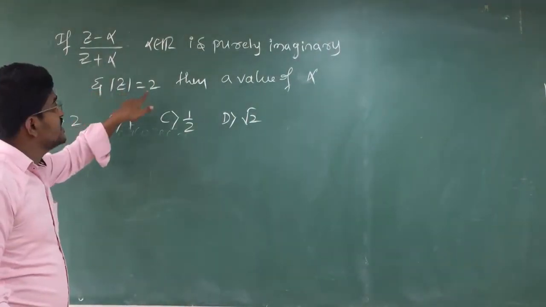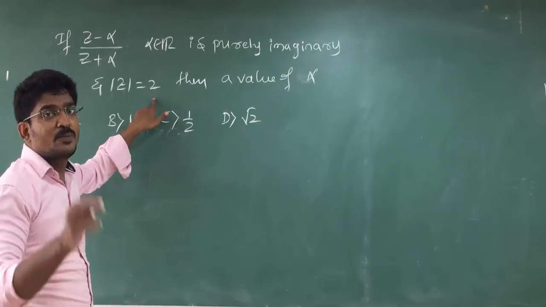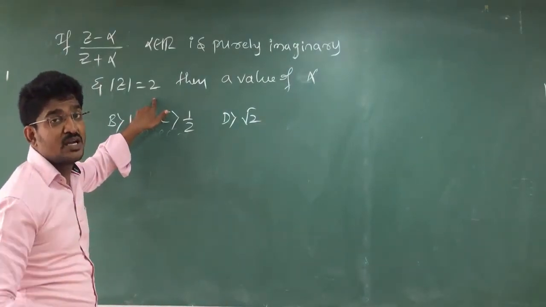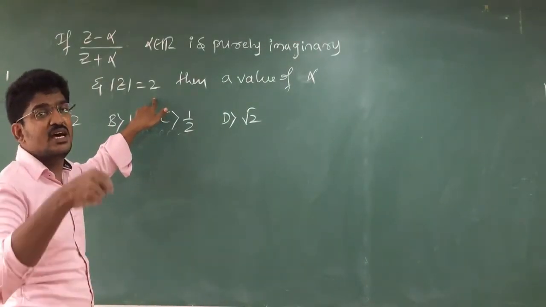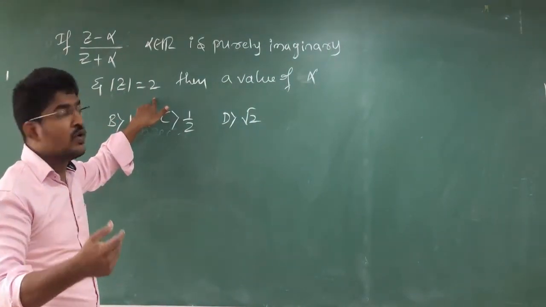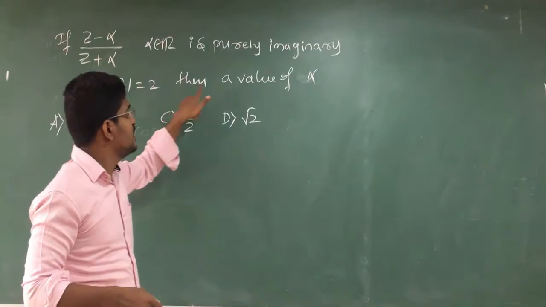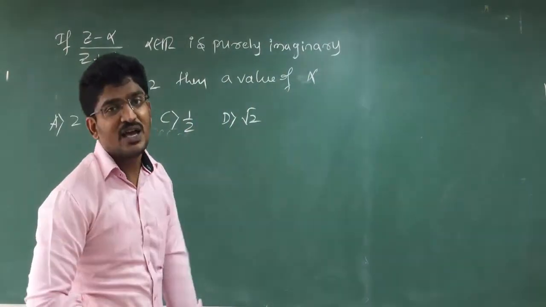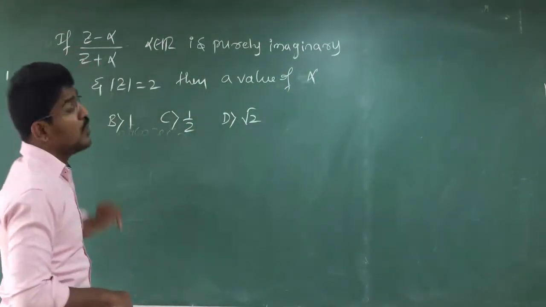And mod z is equal to 2. That means the magnitude of the complex number is 2, where only the imaginary part is there, and the length of that complex number from the origin is 2, or the magnitude is 2. Okay, then they are asking the value of alpha.